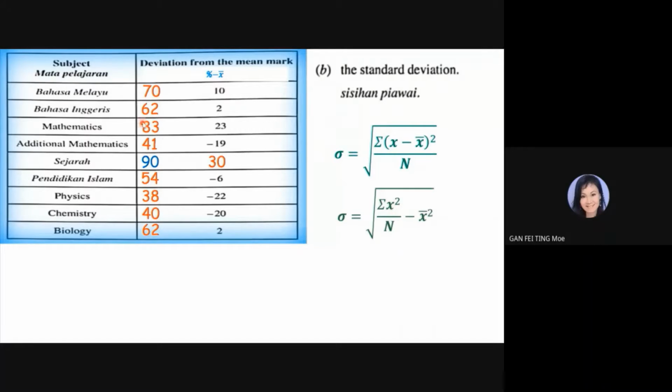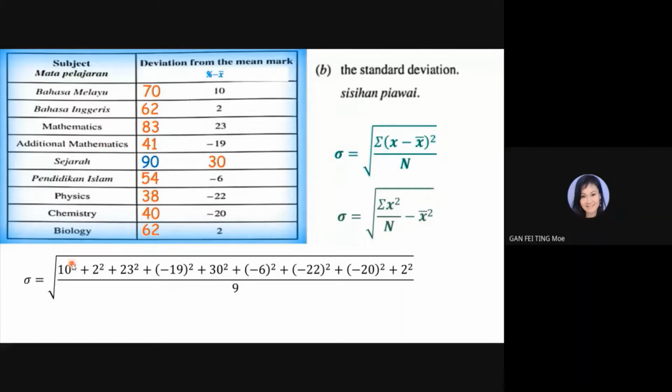A student says, teacher, I can square all this and then minus 70 squared, minus 70 squared plus 62 squared plus all this, 1 squared minus 60 squared. Can or not? Can, no problem. Go ahead. Whatever you see, you follow the formula, substitute the correct value into the right formula. Fast you go. Then I work: 10 power 2, 2 power 2 plus 23 power 2 plus 19 squared plus 30 squared plus negative 6 squared plus 22 squared plus negative 20 squared plus 2 squared. Then divided by 9, square root the whole thing. Follow the formula very fast. 1 mark here.